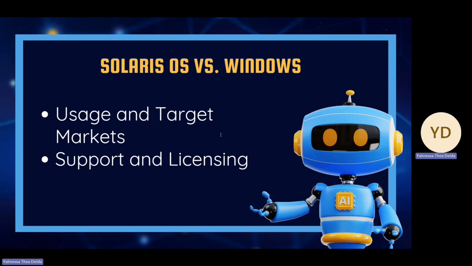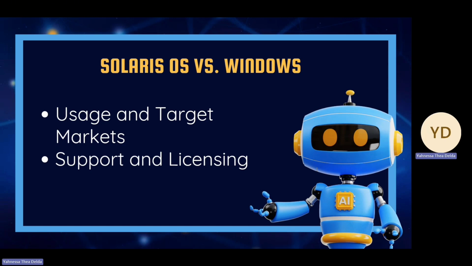Then Windows is widely used across various sectors, including desktop computing, gaming, enterprise IT, and embedded systems. Then in support and licensing, Solaris is developed and supported by Oracle Corporation. It offers both commercial and open source distributions with different support options available for enterprise customers. While Windows is developed and supported by Microsoft Corporation with various editions available for different market segments.